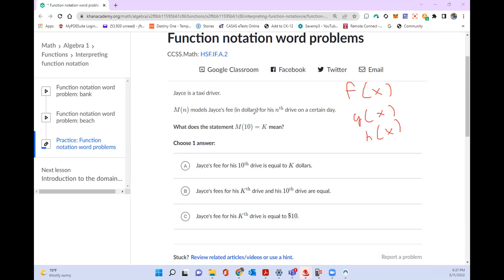Models JC's fee in dollars for the nth drive on a certain day. What does M10 mean? What does that mean? Well, they're telling you what the n means. So that 10 means the 10th drive. Okay, so that's all that means. That function is very important.